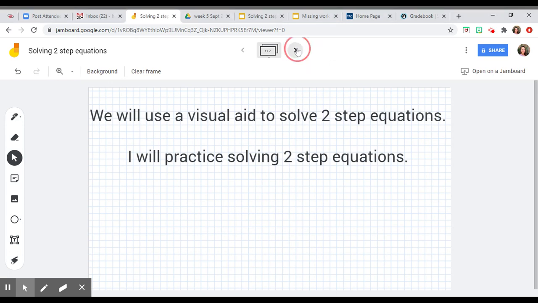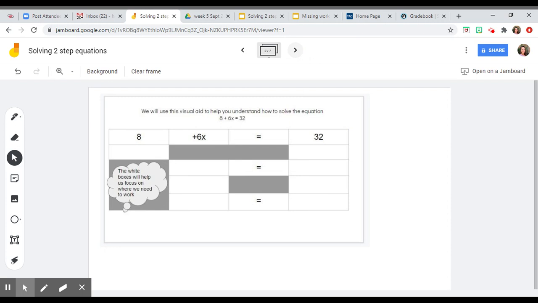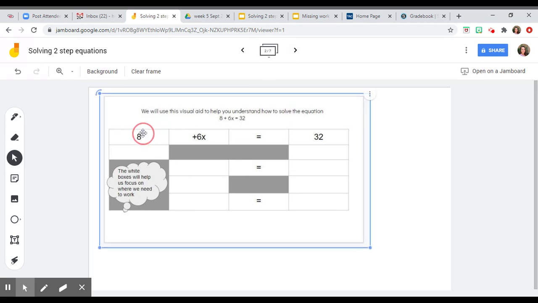So the first step that we have is an equation of 8 plus 6x equals 32. In this situation, the first thing we must do is see how this diagram is going to help us. This particular one has white boxes. These are going to help us focus where we need to do the work. This will help guide us so that we know we are not accidentally starting in an incorrect place.